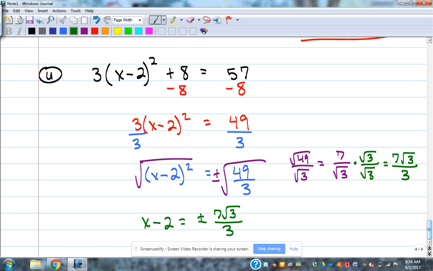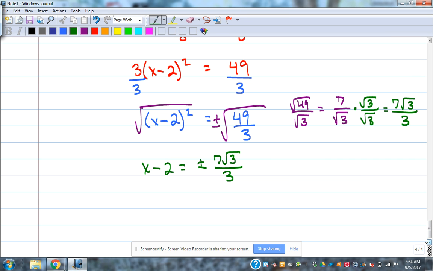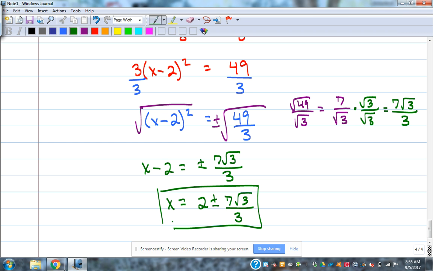How do we get x by itself? Add 2. Can you combine 2 with the 7 radical 3 over 3? No, they're not like terms. You just can't put them together. If we needed the decimal equivalent here, we could, but we're just going to write it like this. You got 2 answers, 2 plus 7 radical 3 over 3, and then 2 minus 7 radical 3 over 3. Once you get there, you got it done.